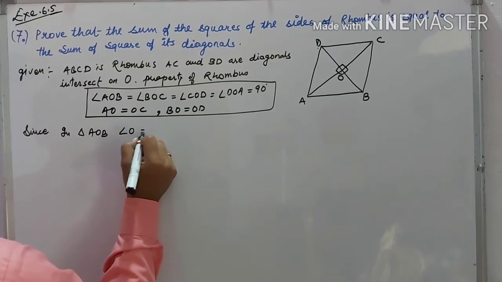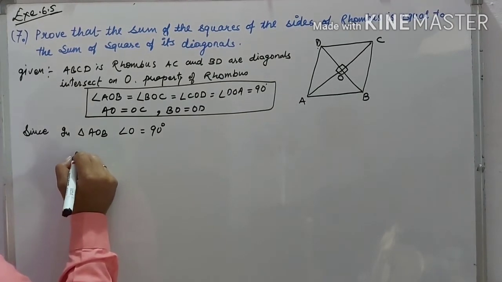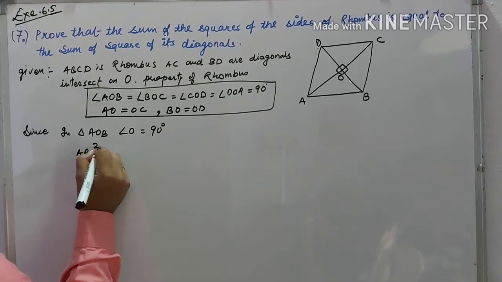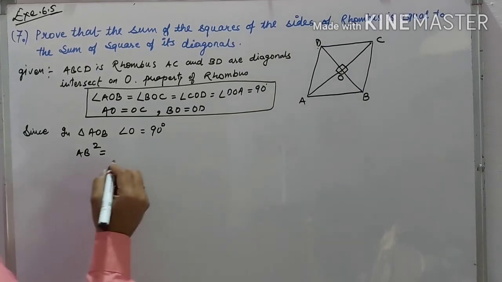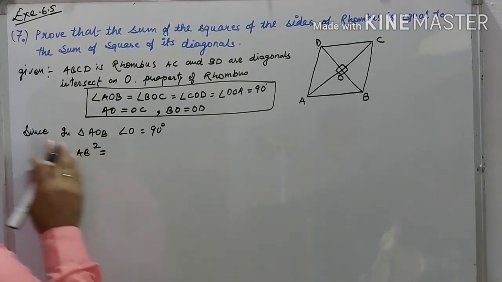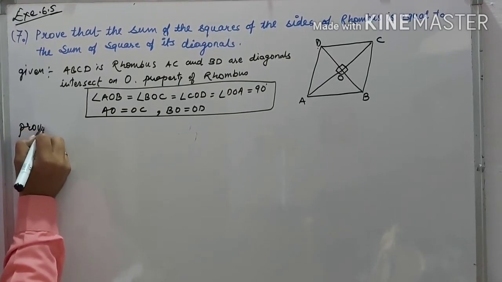Angle of O is equal to 90. By Pythagoras theorem you write AB square is equal to... and here we will not write what is the proof. Now first we will write the proof.